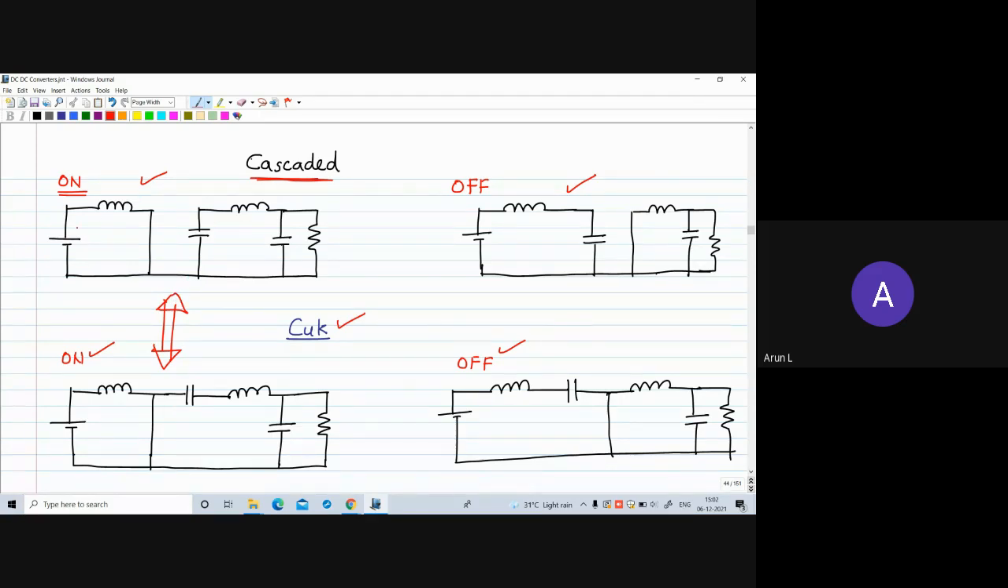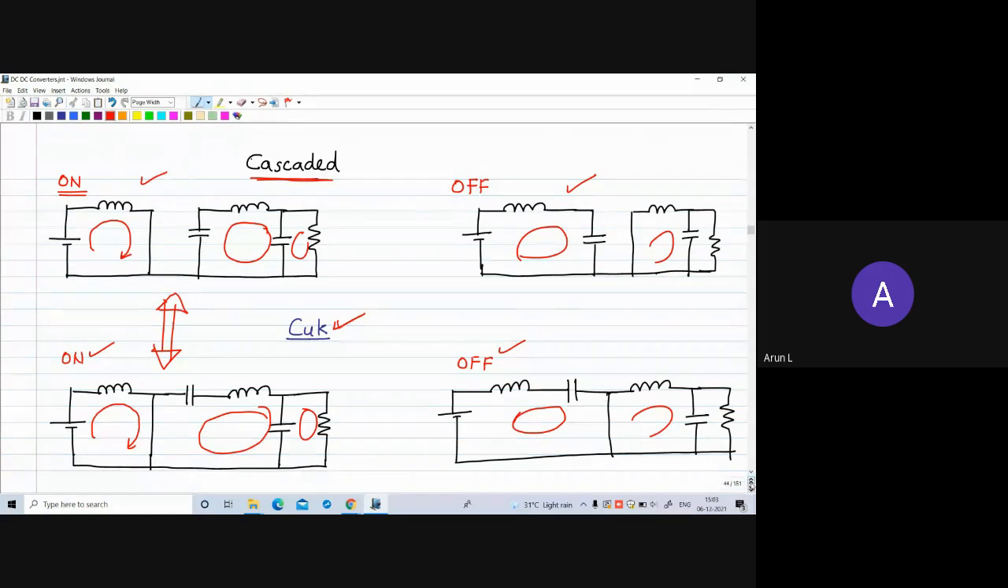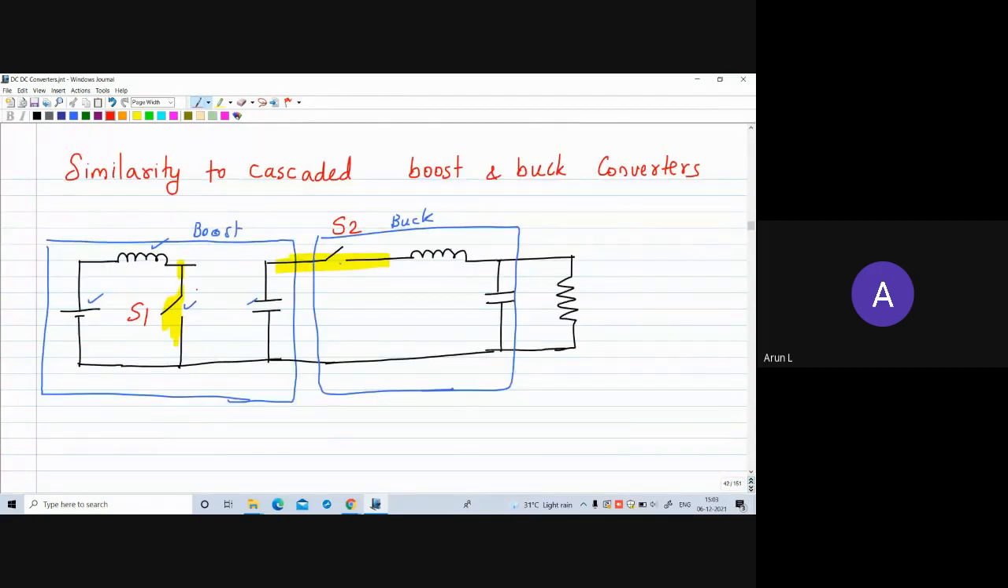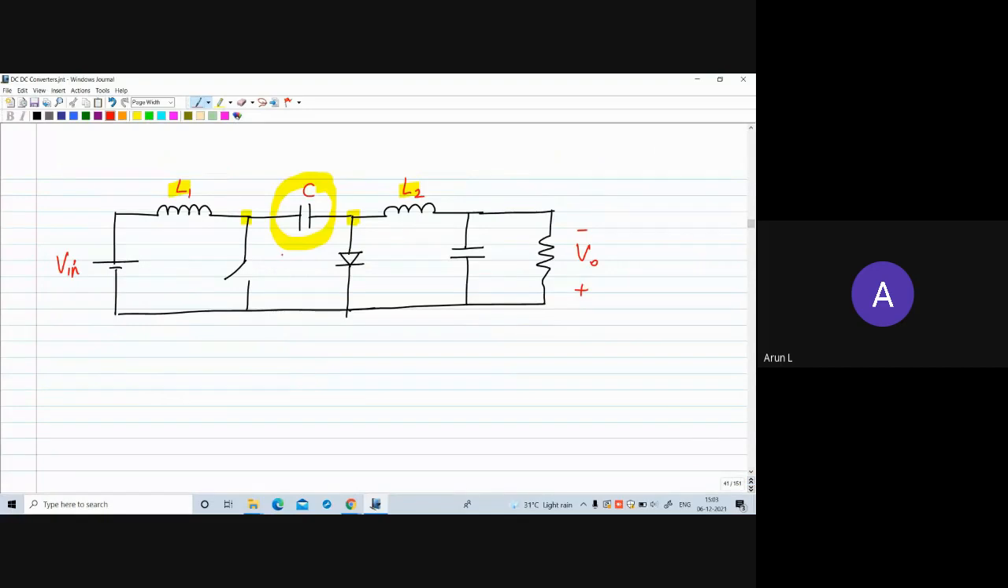You can see here. On the input side, you have an inductance in series with a voltage source. Here also you have an inductance in series with a voltage source. And on the output side, you have this particular loop. Here also you have the same loop. So this is exactly similar. Whereas in the off condition also, you have the same topology coming here. Okay. Same thing is coming. So actually, the Cuk converter is the same as a cascaded combination of boost and buck converter with the identical firing given to S1 and S2.